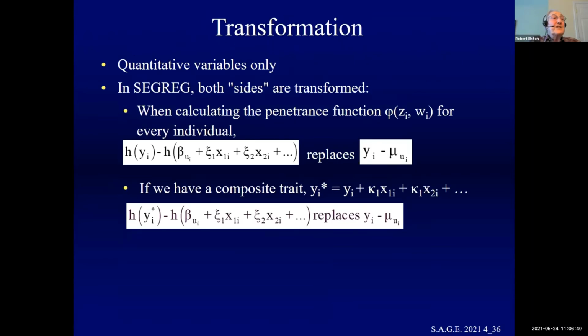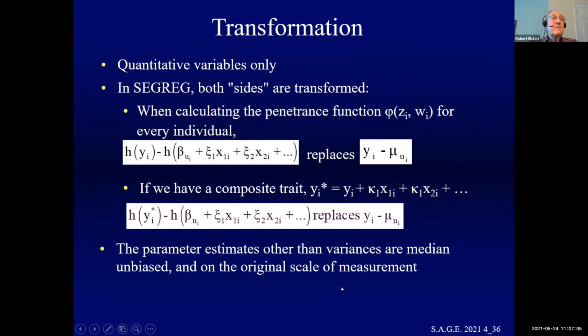So for transformation, we can transform both sides. And when calculating the penetrance function for every individual, you just have this replacing this. If we have a composite trait, then this replaces the y minus mu i. You've got all this stuff in here as well. The parameter estimates, other than the variances, are median unbiased on the original scale of measurement.